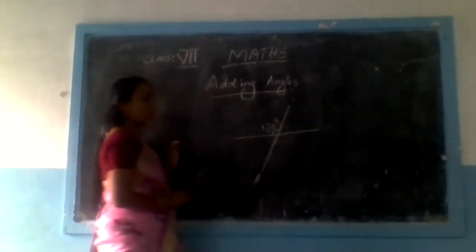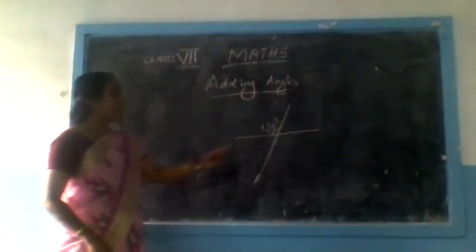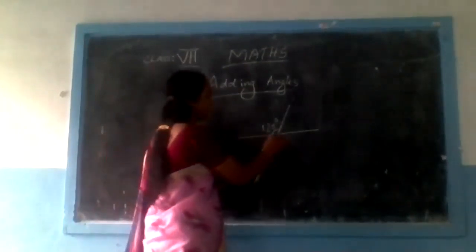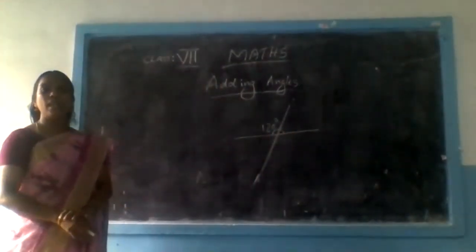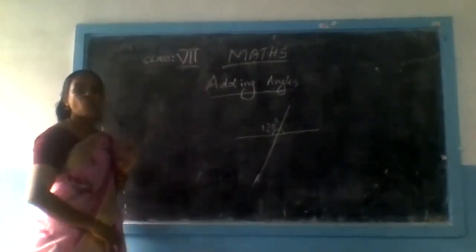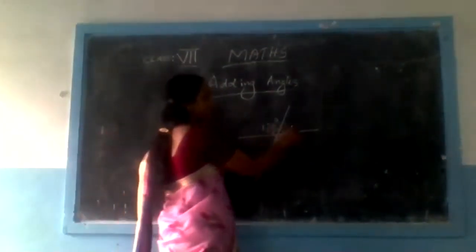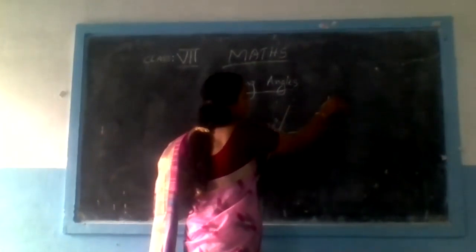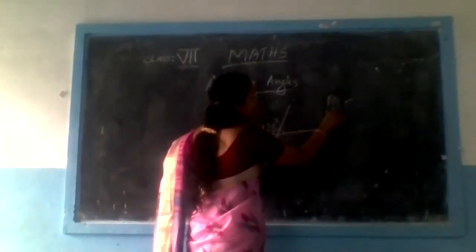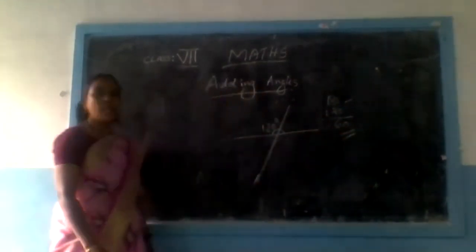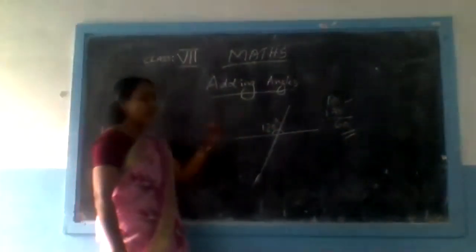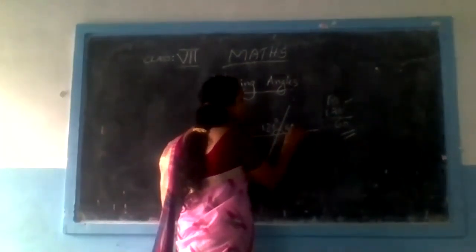One angle is 120 degrees. What is the measure of the other angles? Already we studied: nearby angles are 180 degrees. So 180 minus 120, and the answer is 60 degrees.